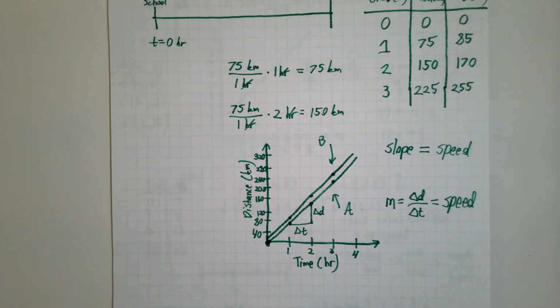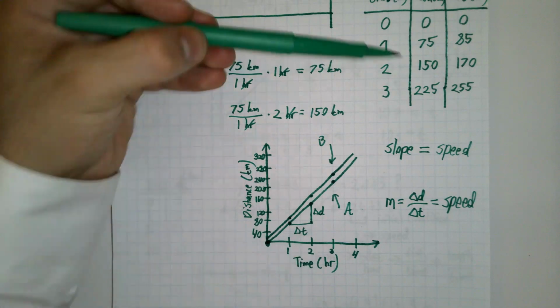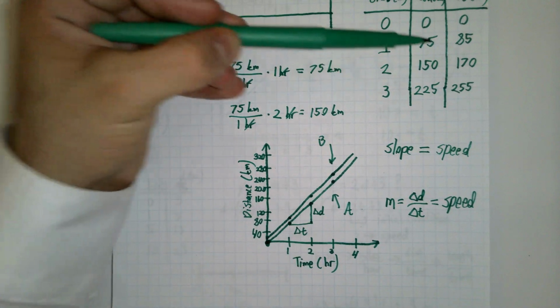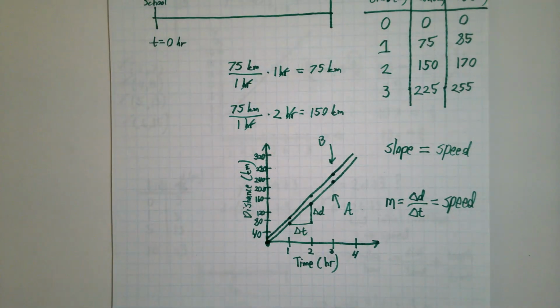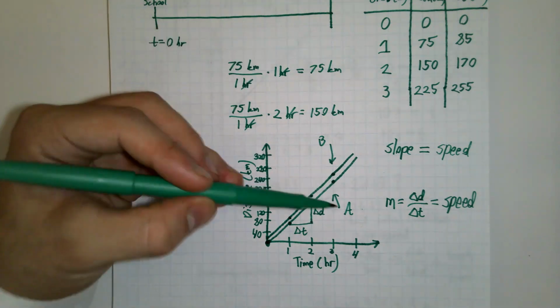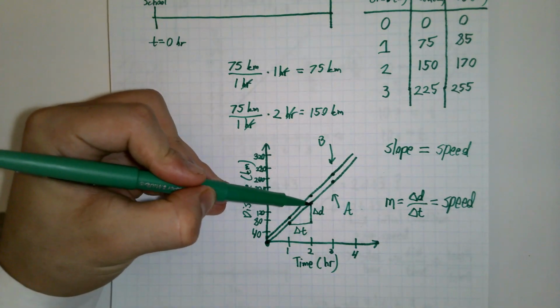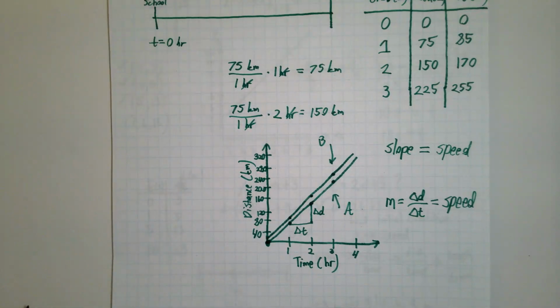The question is, how far are the two cars from school whenever the stopwatch reads 2 hours? We have that demonstrated here in the data table. At 2 hours, car A is 150 kilometers and car B is 170 kilometers from the school. We calculated those distances, and then we show them on the graph. Here is where they are at 2 hours each. Graphically, there's where they are on the data table.